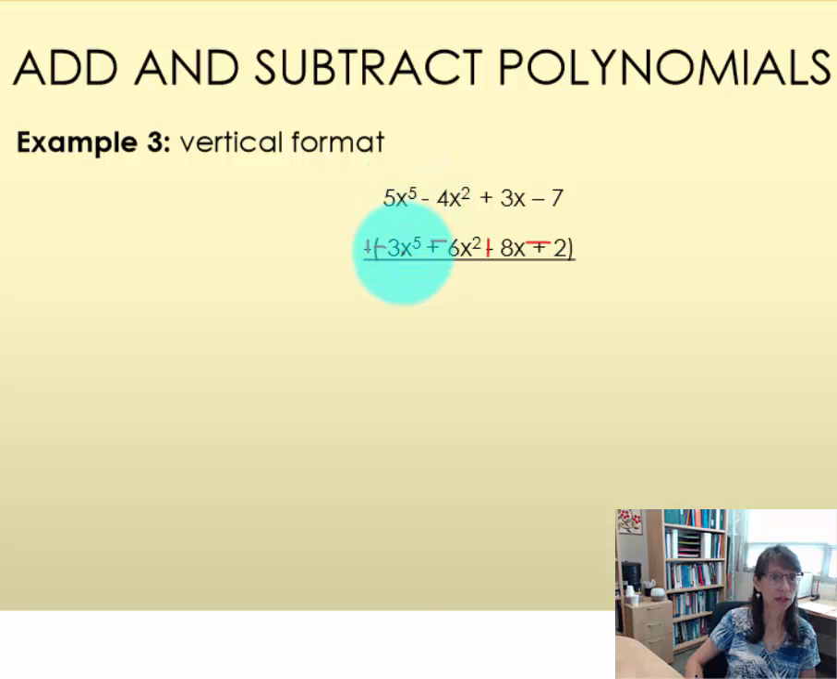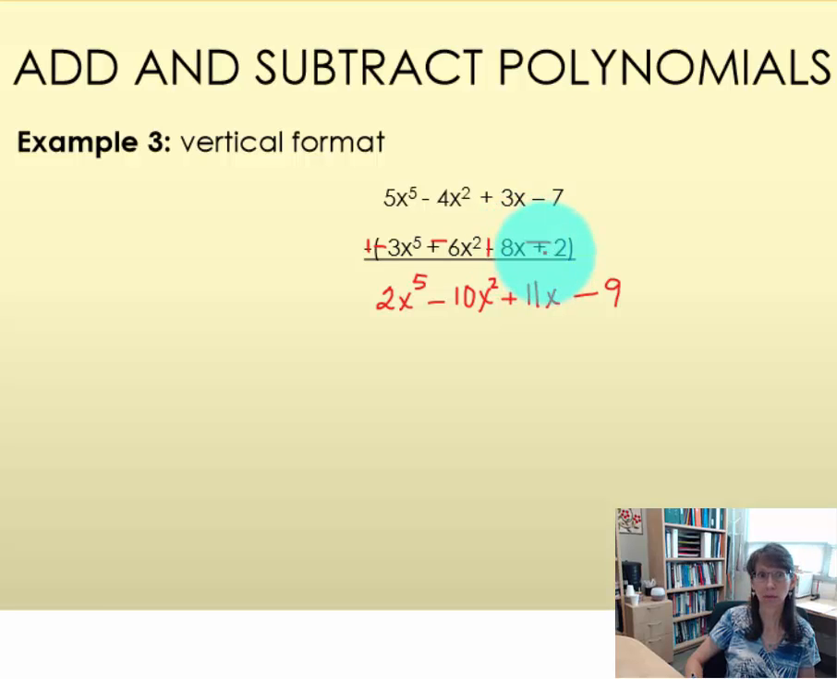So my fifth degree terms, 5 minus 3 would make 2x to the power of 5. Negative 4 and negative 6 make minus 10x squared. Positive 3 and positive 8 make positive 11x. And finally, negative 7 and negative 2 make minus 9. So remember that when you are subtracting a polynomial, that negative needs to be distributed to every term in that polynomial. Then you're combining your like terms.